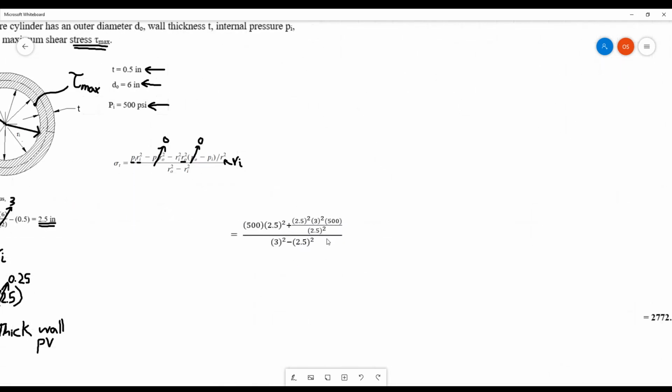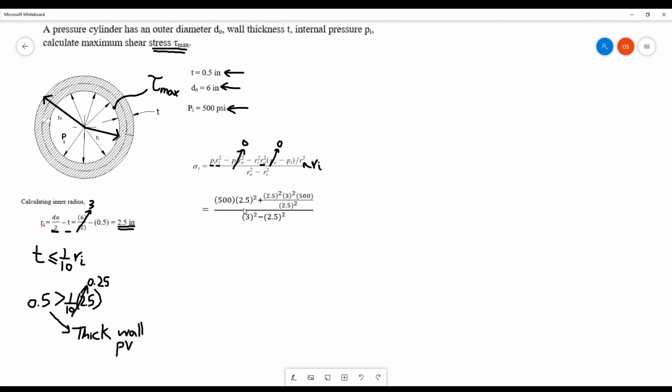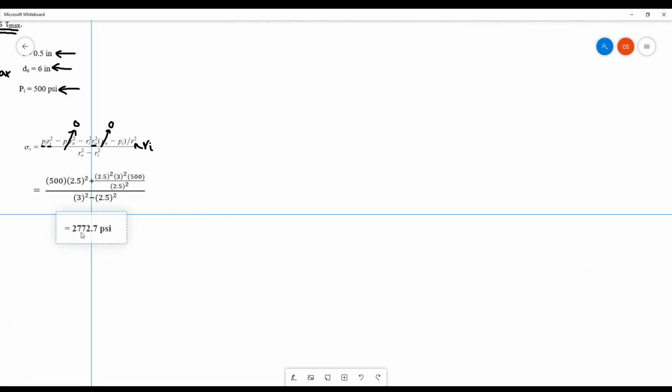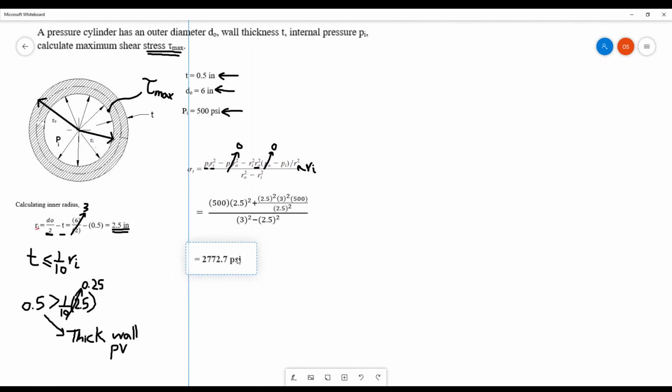So if you plug in the values for PI, RI, and RO, PI is 500, RI is 2.5, RO is 3 inches, 500 for PI, and we're plugging in RI for R squared. If you punch in the numbers on your calculator, you're going to end up with 2772.7 psi, and that's your tangential stress.